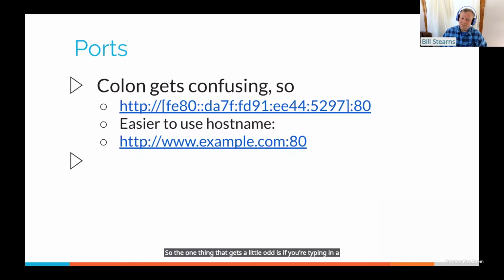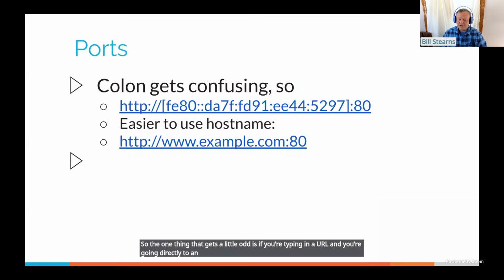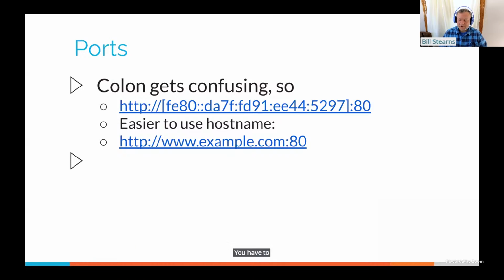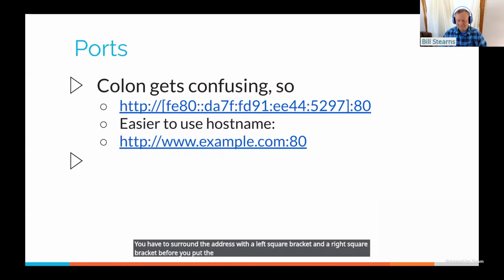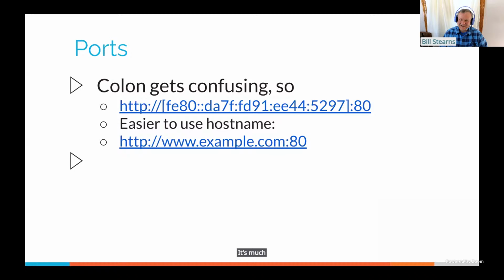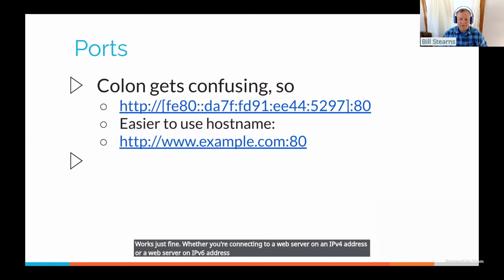So the one thing that gets a little odd is if you're typing in a URL and you're going directly to an IPv6 address, you have to surround the address with a left square bracket and a right square bracket before you put the port number. It's much simpler to go with a host name rather than an IP address. And the IP address, frankly, is just way too long to type. So www.example.com colon 80 works just fine, whether you're connecting to a web server on an IPv4 address or a web server on an IPv6 address. There's no confusion there when you're using a host name.